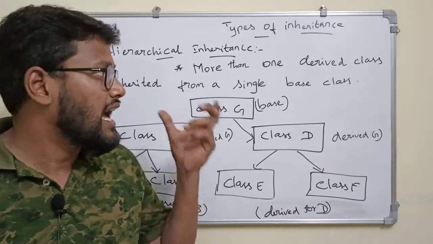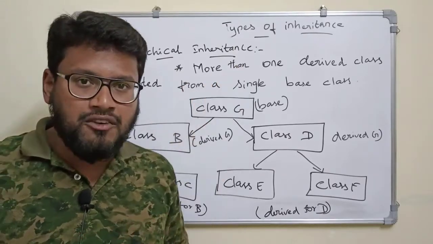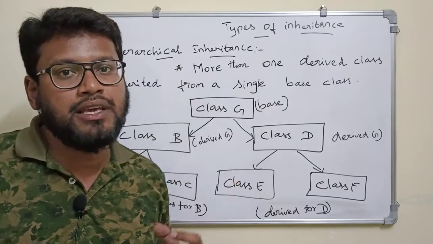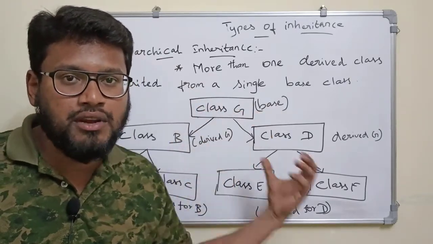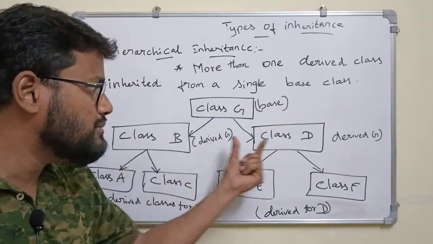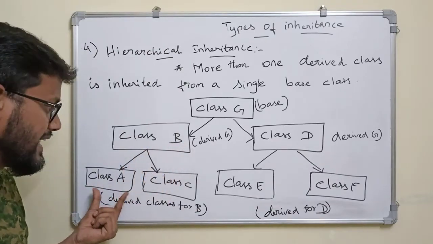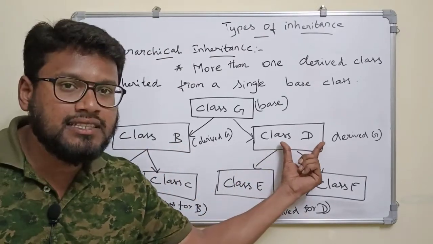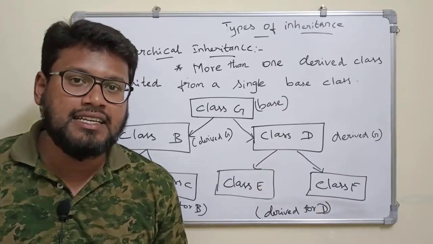The fourth type is hierarchical inheritance. In hierarchical inheritance, more than one derived class is inherited from a single base class. That means one base class with a number of derived classes. So class G is a base class for class B and class D. Class B is a base class for class A and class C. Class D is a base class for class E and class F. This is hierarchical inheritance.